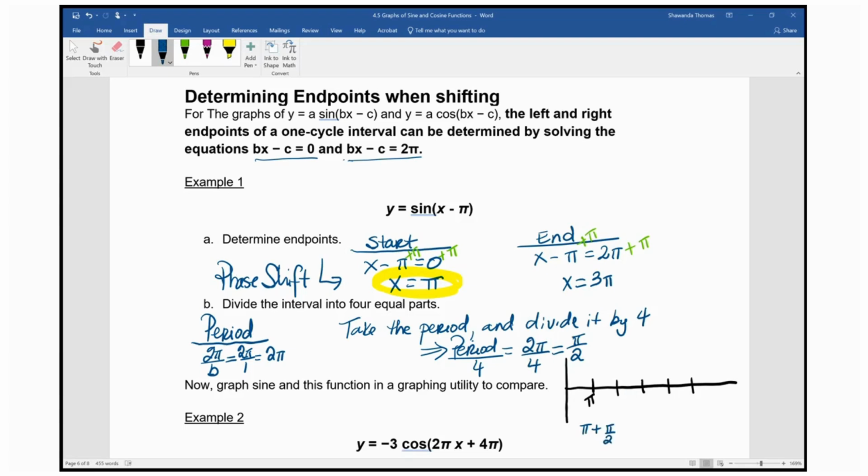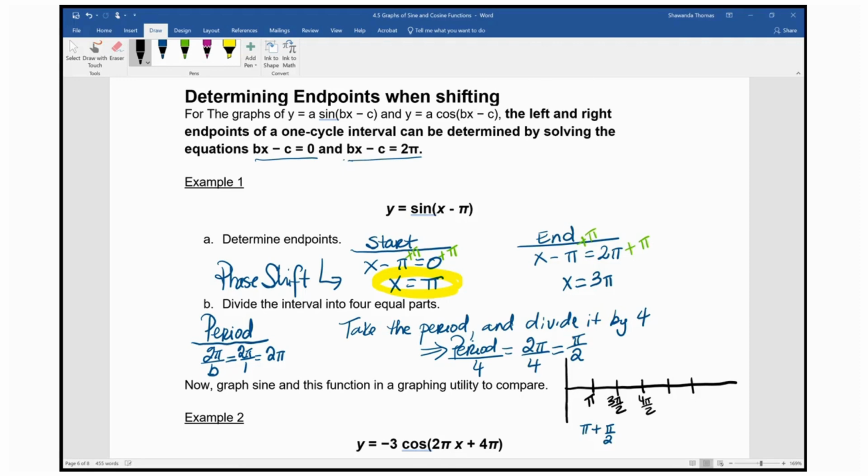What is pi plus pi halves? 3 pi over 2. 3 pi over 2 is correct. So it's like saying 2 pi over 2, 3 pi over 2, 4 pi over 2, 5 pi over 2, 6 pi over 2. Because pi is the same thing as 2 pi over 2. And then if the next one is 3 pi over 2, then this must be 4 pi over 2.